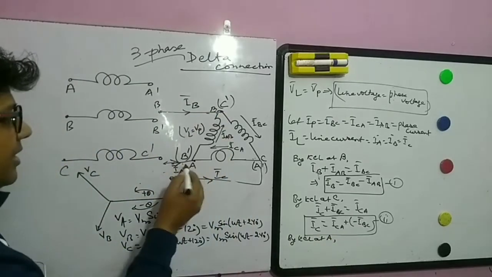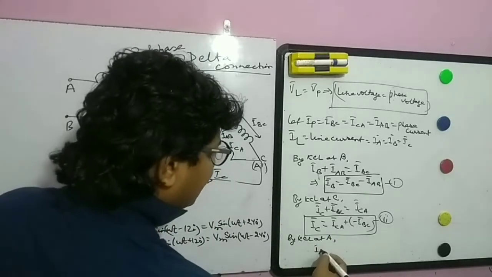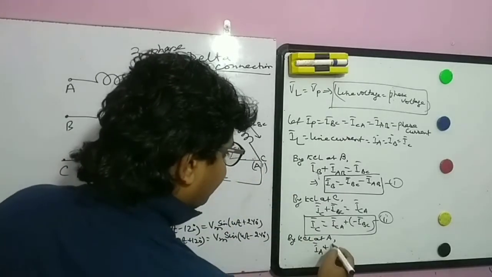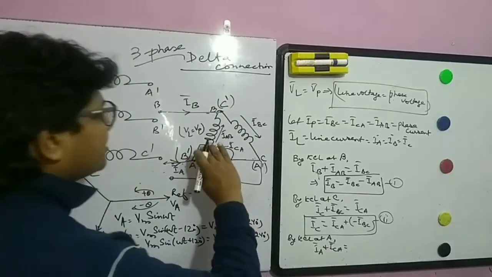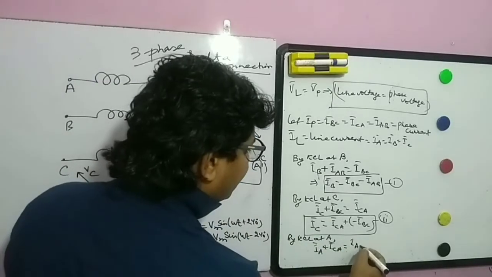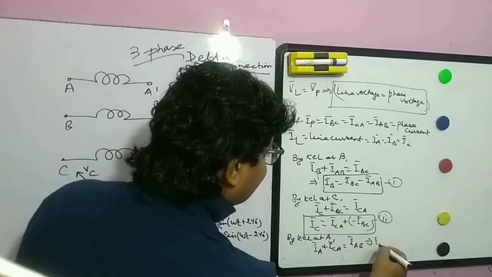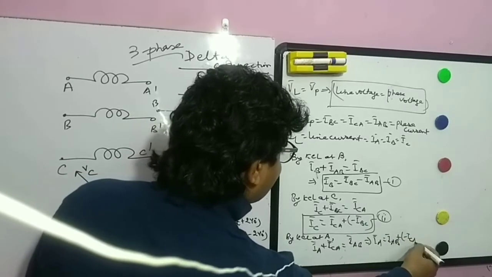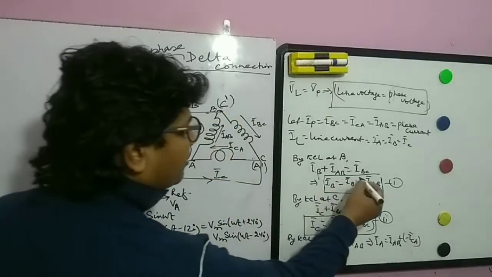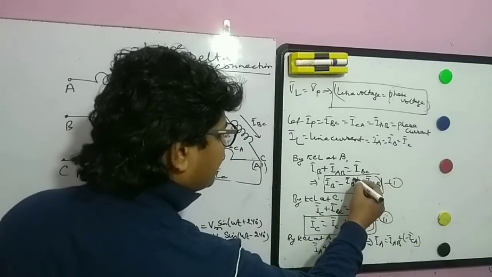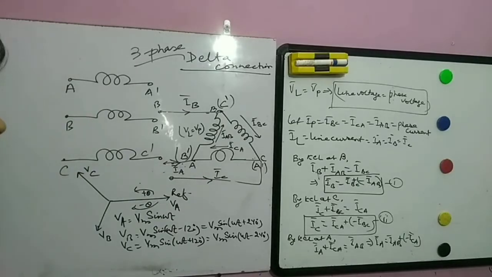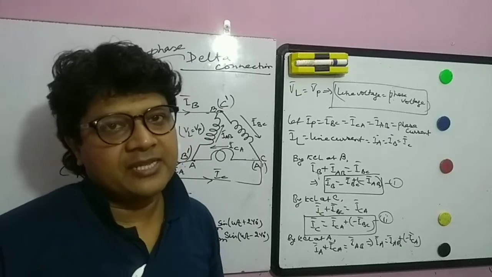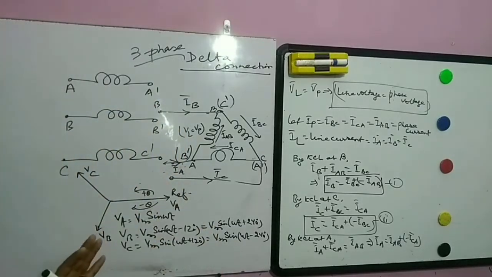So by KCL at here, incoming current is IA plus ICA, and outgoing current is equal to IAB. So this IAB is going away, right? So we can write here IA is equal to IAB plus minus ICA. Same here we can modify, this is minus and this is plus. So this is the phasor sum we have to take, means IBC and negative of IAB. So this is the whole thing.